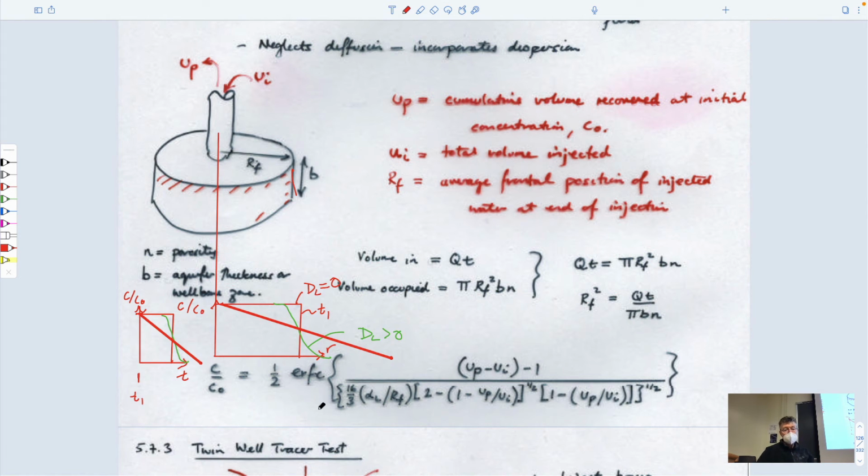And this is an expression that allows you to be able to do that. It's the same as the expressions we had before. This is the number of injection pore volumes. This is the number of recovered pore volumes. You'd inject a certain pore volume, then you'd recover the pore volumes. So this would be a changing number to be able to plot this curve. And it's a function of this dispersion, the radius of the plume as it went out from it, and other things.